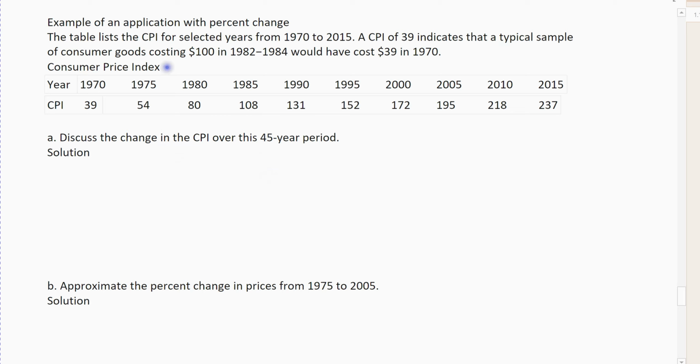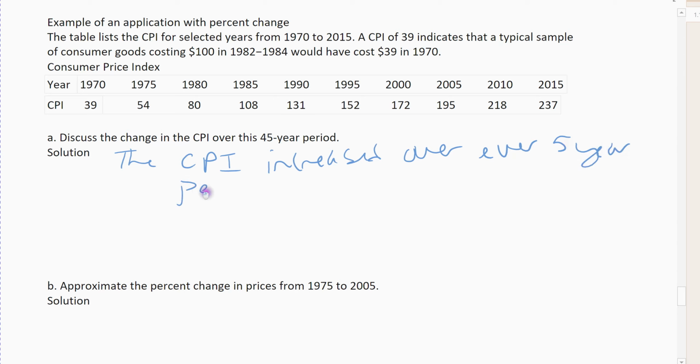Well, first of all, it's going by 5 years, right? 1970, 1975. And so every 5 years, you'll notice that the consumer price index steadily, every single time, increased, it never decreased. Right? So the consumer price index increased over every 5-year period. Alright, so it's steadily increasing.